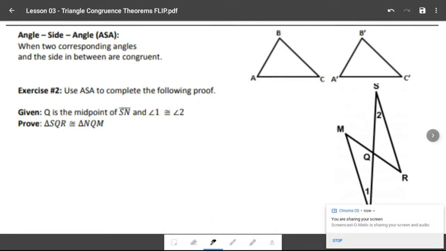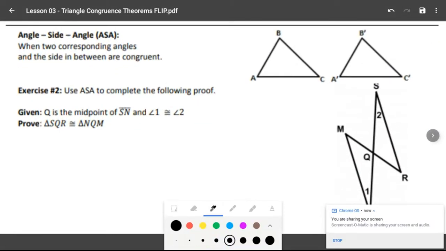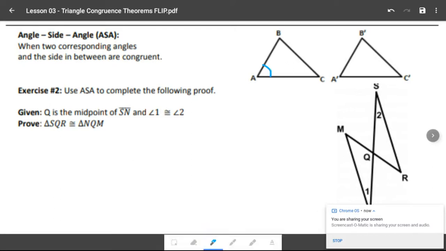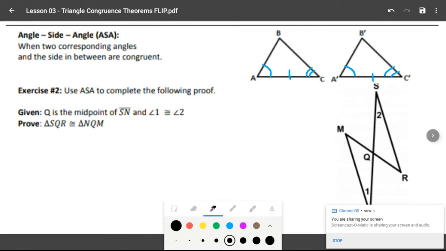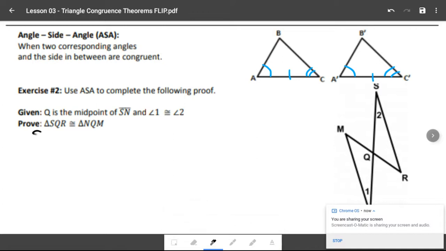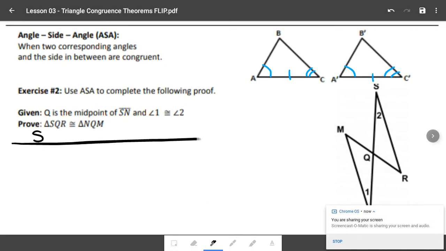Our second is very similar, only this time it's angle, side, angle. So we're talking two angles that correspond and the sides in between them. So we're going to just go right into it and try to do it again for exercise 2. So we start always with a statement and reason. I'm just labeling it as S and R. That would be full credit. Remember, first step is always Q is the midpoint.